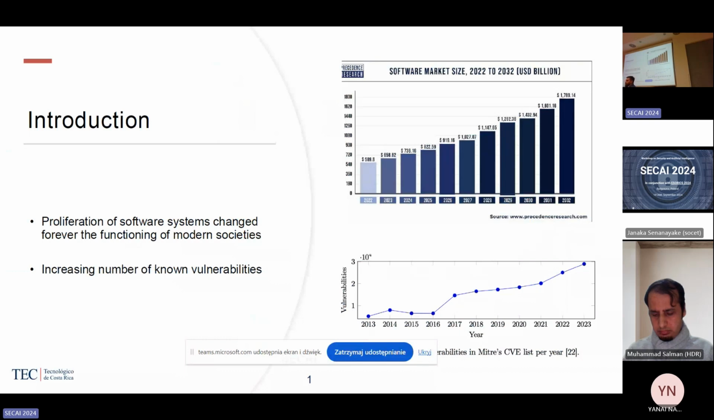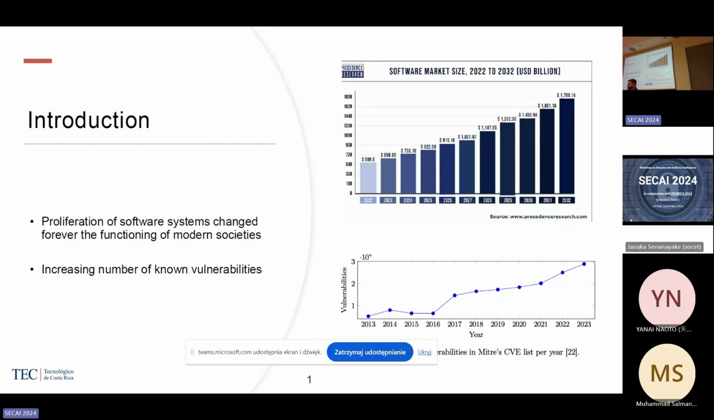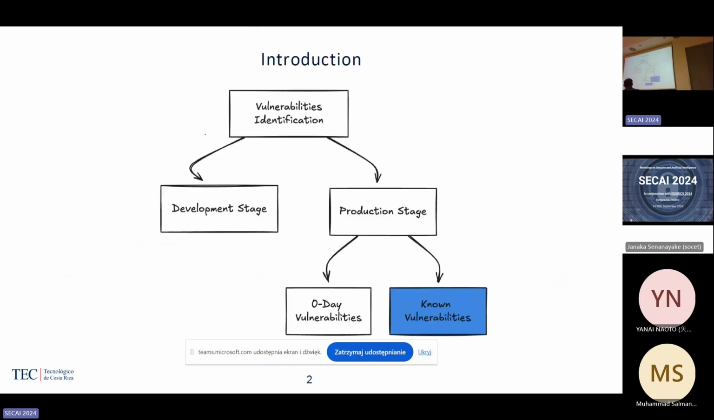That means that we are going to have more possible vulnerabilities, more possible attacks, and the idea is to be ready for that. If you see the chart below, that is the trend of the number of known vulnerabilities over the last 10 years. The vulnerabilities have been increasing year by year, right? So with more software over the next 8 years, possibly we're going to have more vulnerabilities. So how do we identify those vulnerabilities?